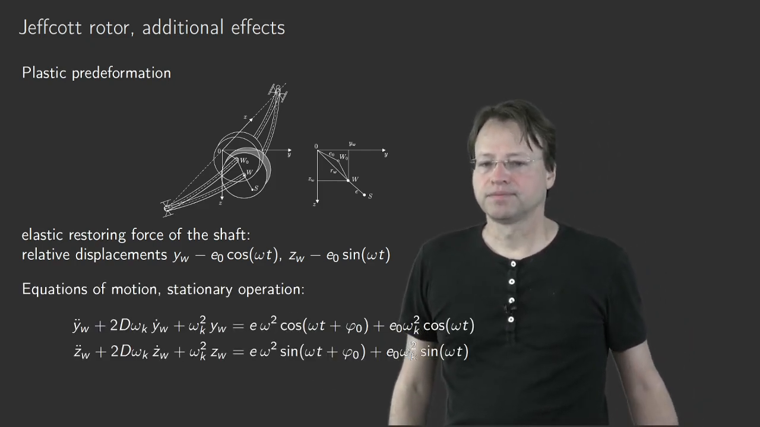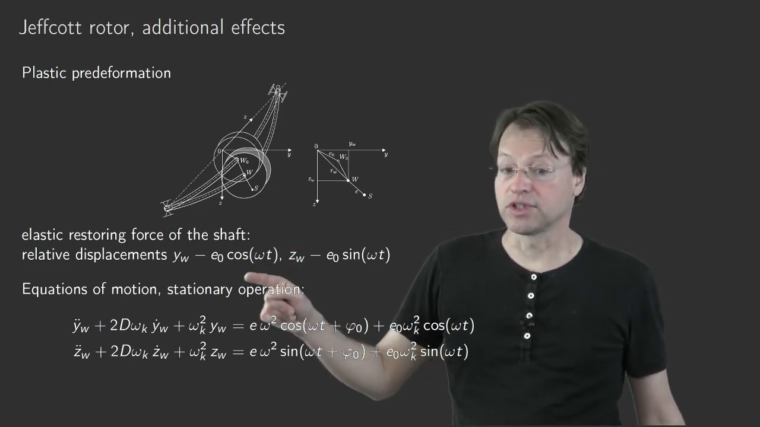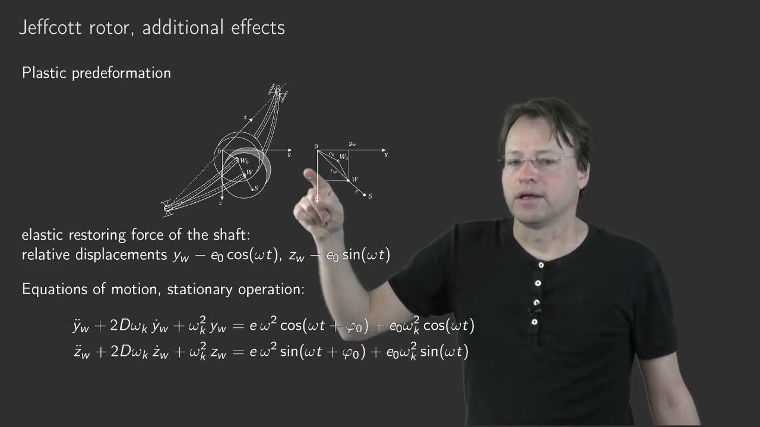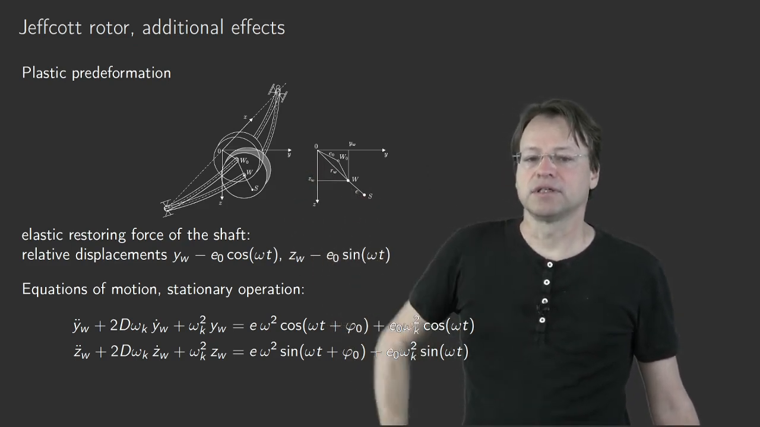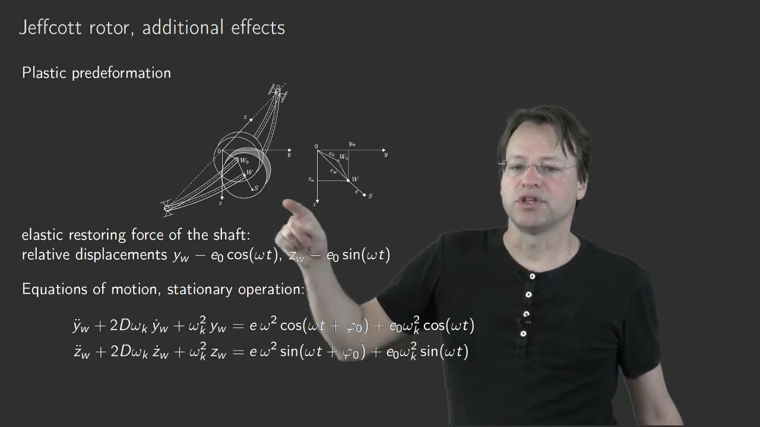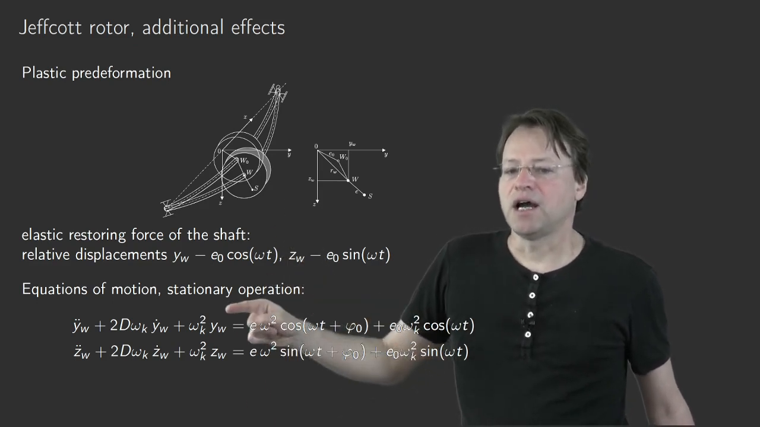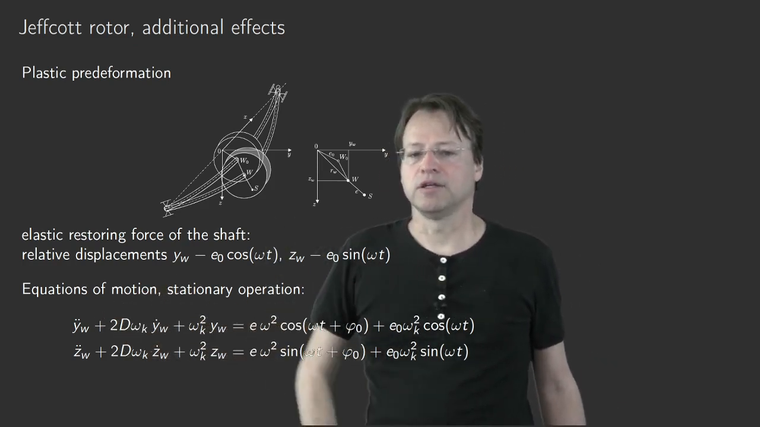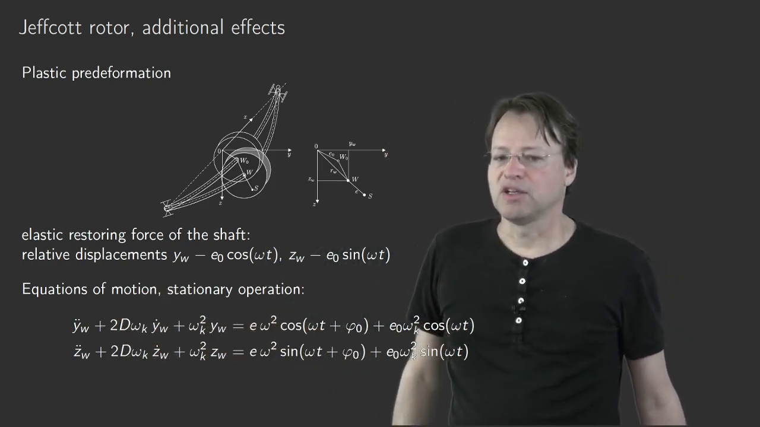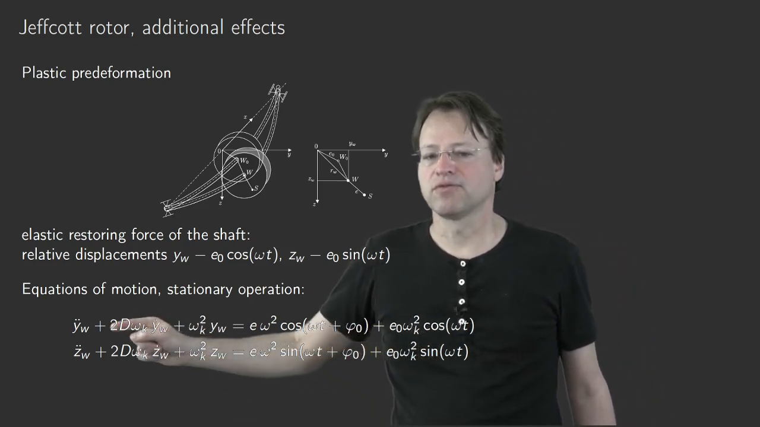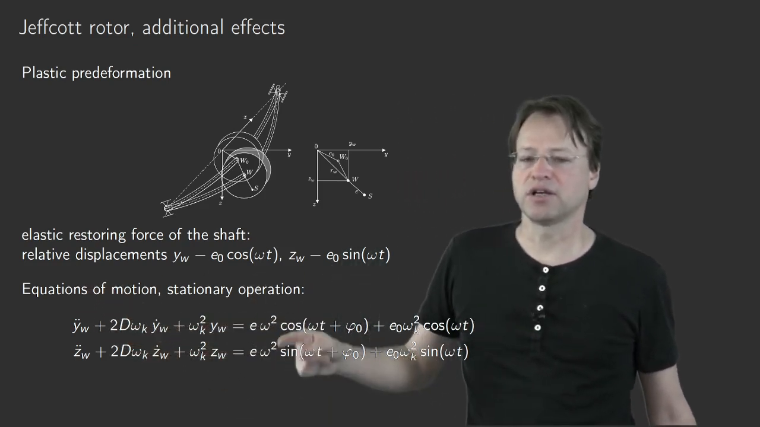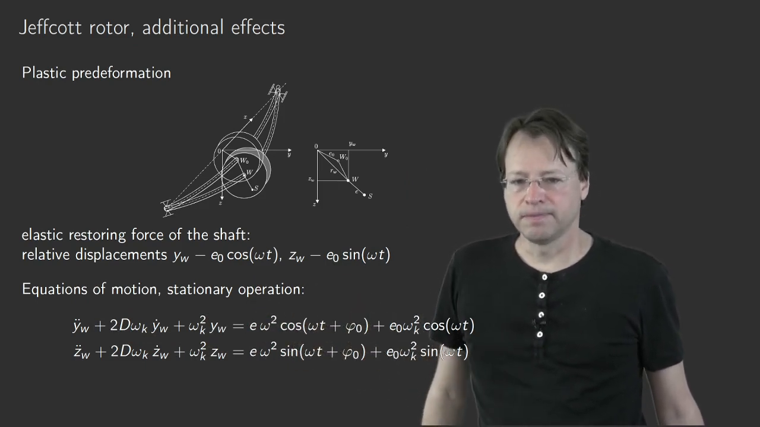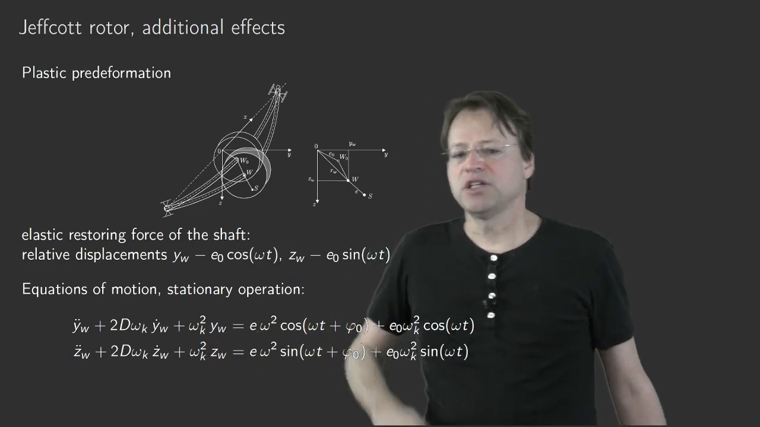So therefore, our equations of motion, of course, for stationary operation, so we just concentrate now on the vertical and lateral displacement of point W here, remain unchanged for the inertia part. Keep in mind that the inertia part has two parts. The first one sits on the left-hand side, and the second one, which is the rotating imbalance here, sits on the right-hand side. The damping part remains unchanged.